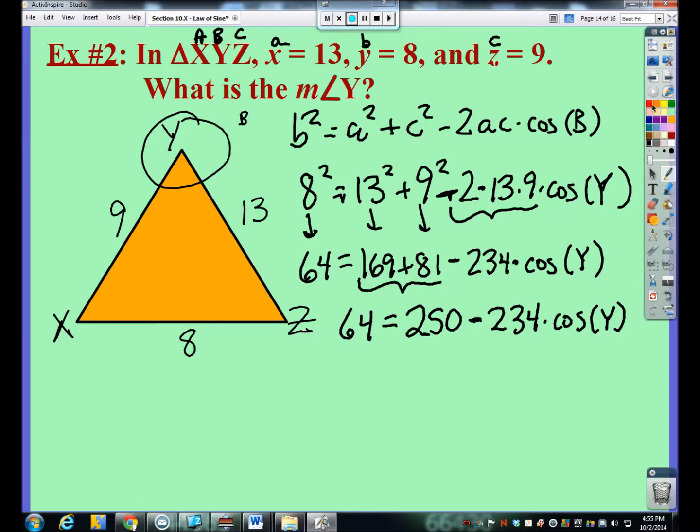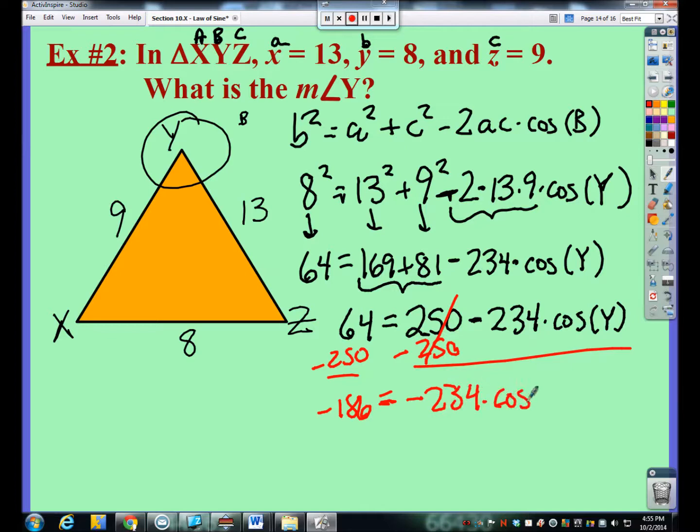Now, we want to try to get the y all by itself, so we're going to have to start moving some stuff over to the left. First thing we would have to move would be the 250. So let's subtract it over. So it's gone. 64 minus 250 is negative 186. And that is equal to negative 234 times the cosine of y. Now, we want to get the y all by itself, but it's attached to a cosine, which is attached to a negative 234. The negative 234 is being multiplied, so we can now divide it over.